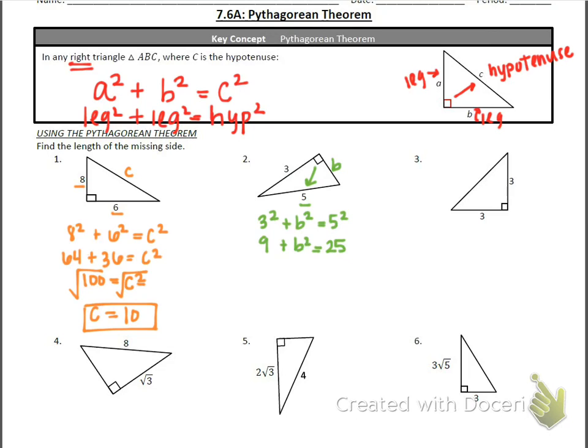And before I can square root, I have to get that B squared by itself. So what am I going to do with the 9? Good, subtract. So that's going to be B squared equals 16. And then to undo that B squared, we square root. Square root of 16 is 4.